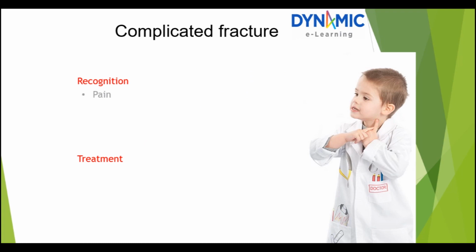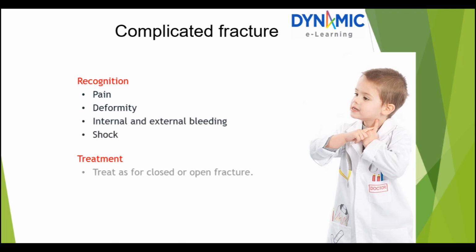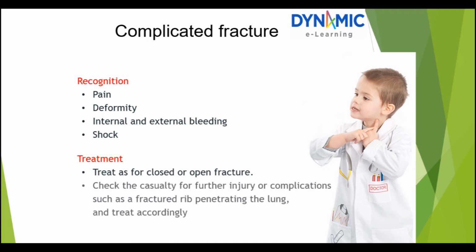Complicated fractures. The recognition: there will be pain, deformity, internal and external bleeding and shock. We treat as for any other closed or open fracture. Check the casualty for any further injury or complications such as a fractured rib penetrating the lung and treat accordingly.